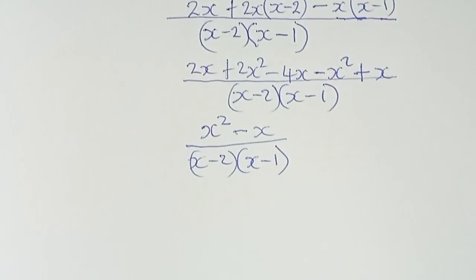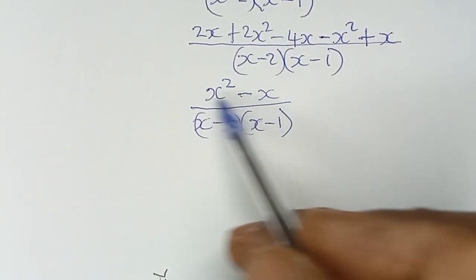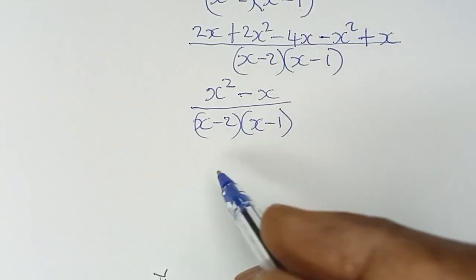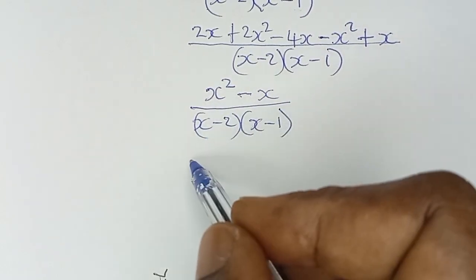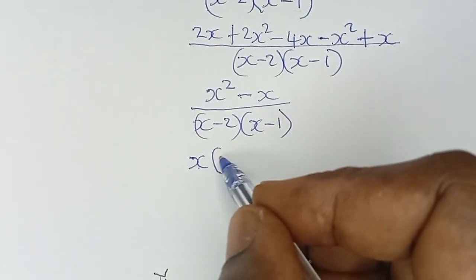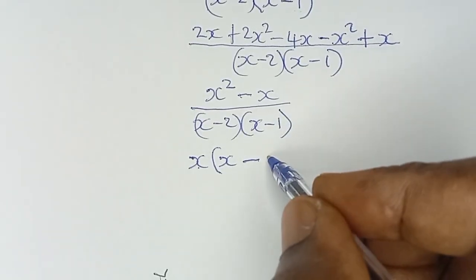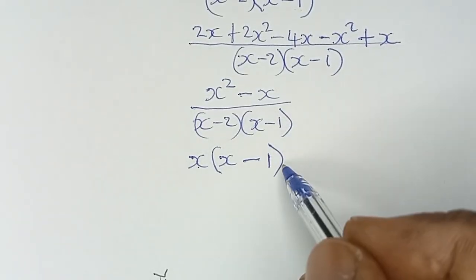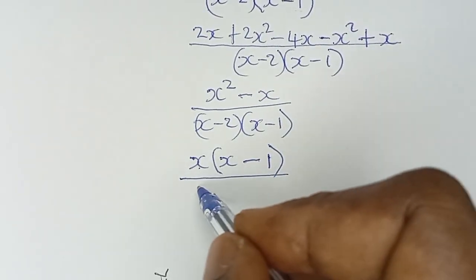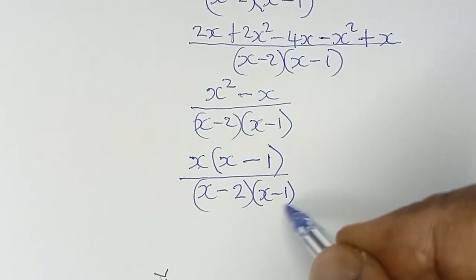If we look at the numerator, we can still factor it. Let's see if it will give us anything similar to what we have as the denominator. To factor this, x is common there. So x squared divided by x, I am left with x, and then minus x divided by x will give us 1. So that when we expand this bracket, it takes us back to this one. And then all over x minus 2, x minus 1.